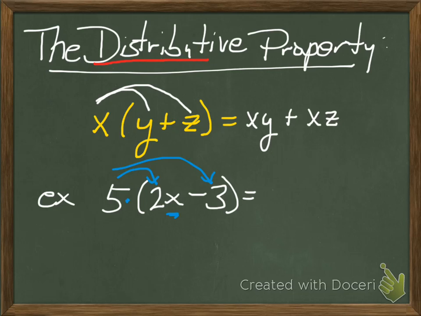So 5 times 2x, well 5 times 2 is 10x, and 5 times negative 3 gives us negative, or minus, 15. And again, I've distributed the 5 to both the 2x and the negative 3. Now that's the distributive property.